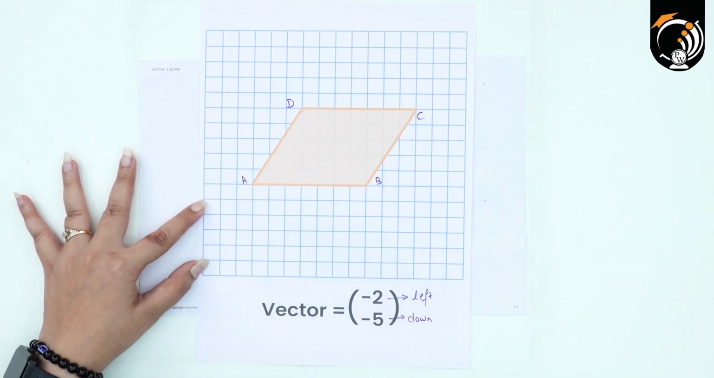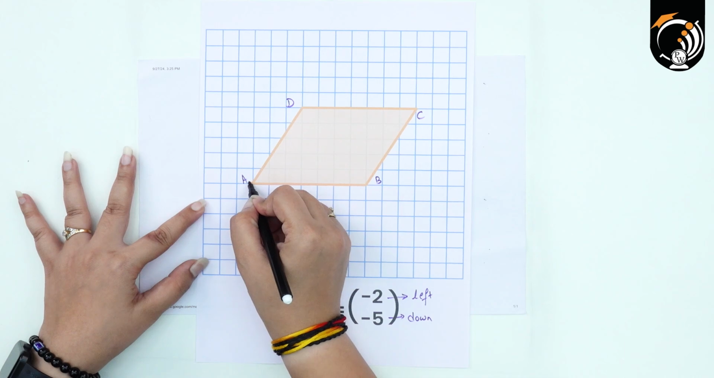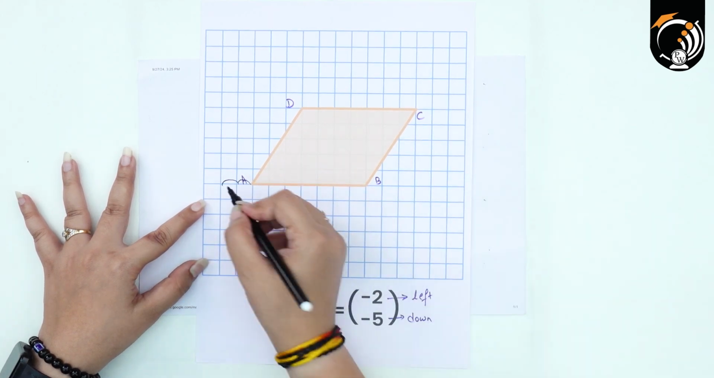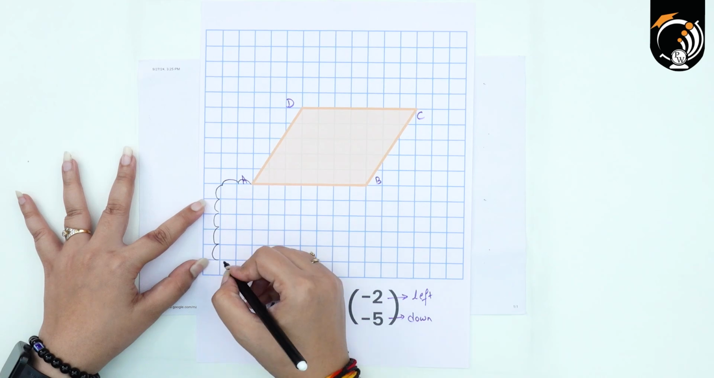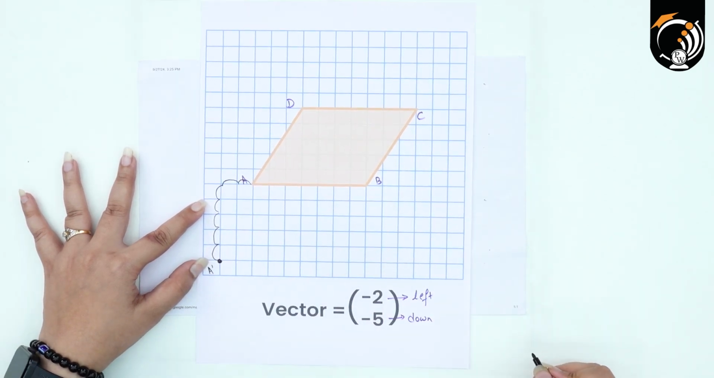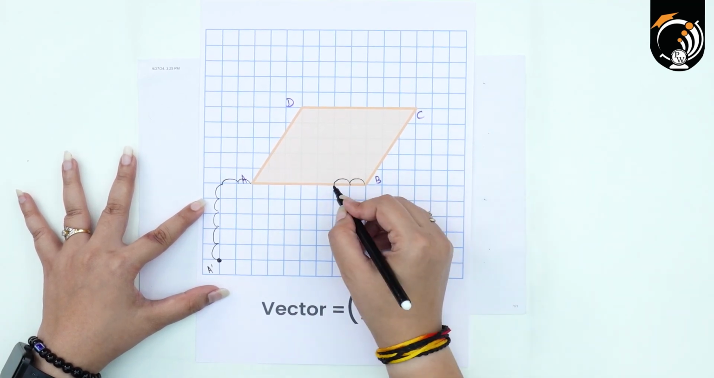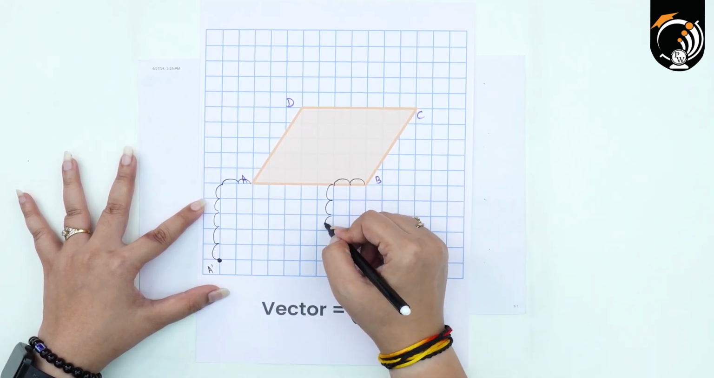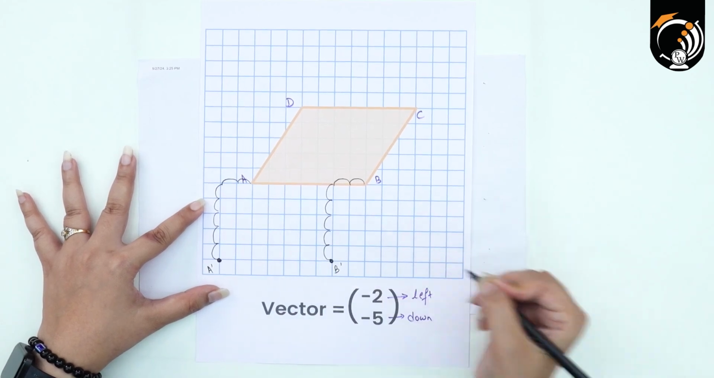Okay. So further, if we are going to mark all the points, A is going 2 units towards the left and 5 units down, right? So 1, 2 units towards the left and 5 units down, 1, 2, 3, 4 and 5. This is where we are going to have the point A dash. Further, the point B again is going to move 2 units towards the left and 5 units down, 1, 2, 3, 4 and 5, right? So this is where we are going to get the point B dash.